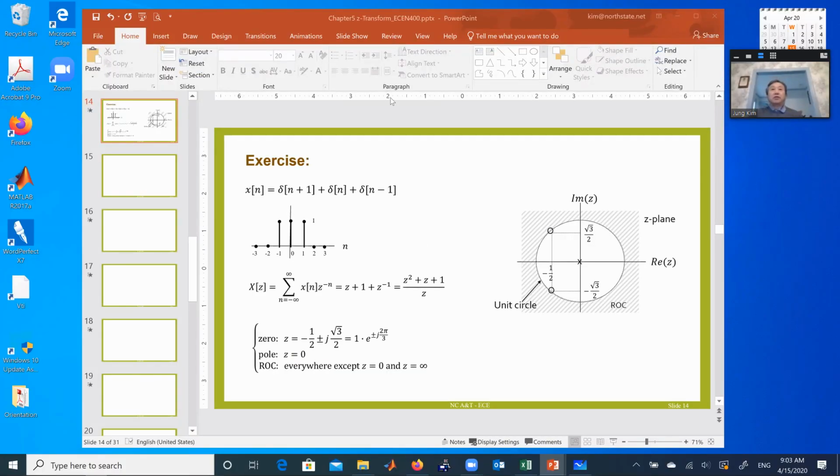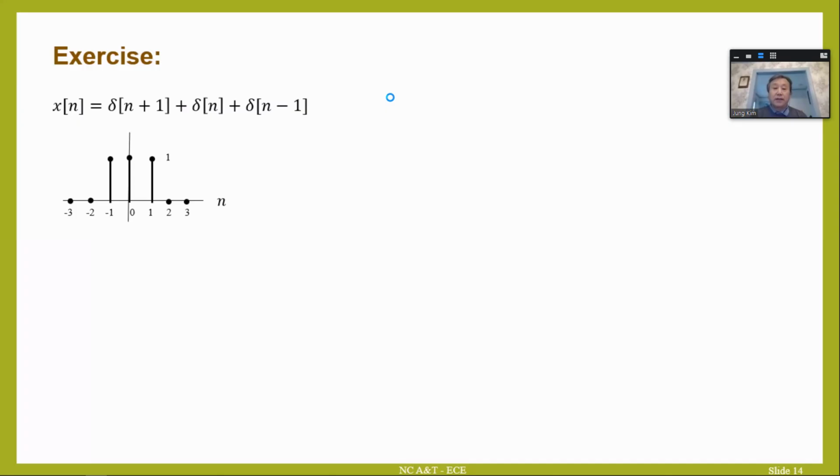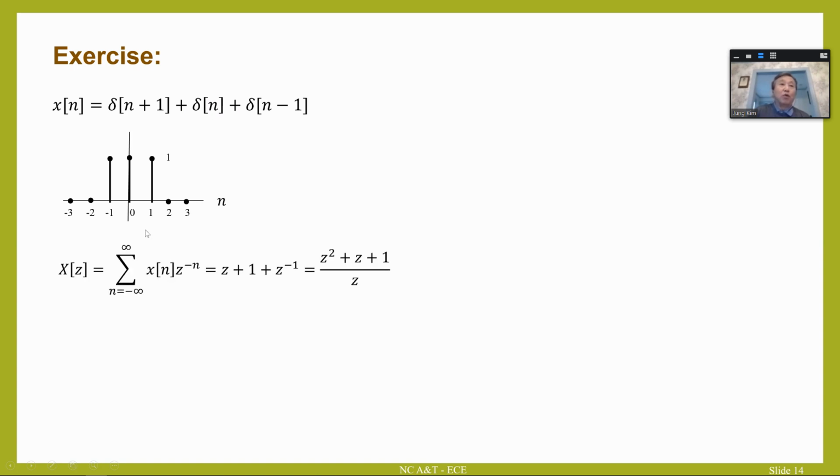Okay, so today, as you see there, we have only 3 points, by using the delta function. This is delta of n plus 1, location is -1. This is delta of n, location is 0. Delta of n minus 1, location is 1. So we have 3 points, the amplitude is 1. Then we're going to take only these 3 points. We can do it one by one, because everything is 0 except the 3 points.